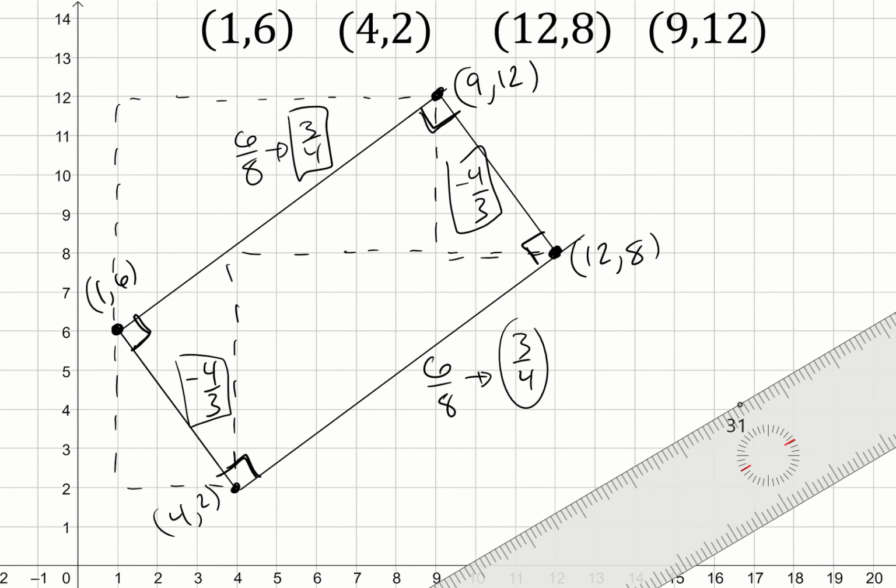So I have a quadrilateral with 4 right angles. Opposite sides are parallel, and clearly, visually I can see that the sides are not the same length.